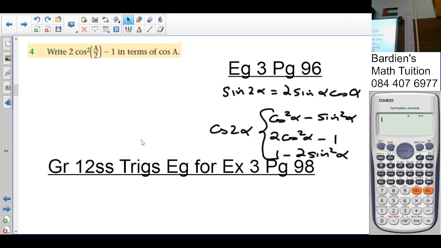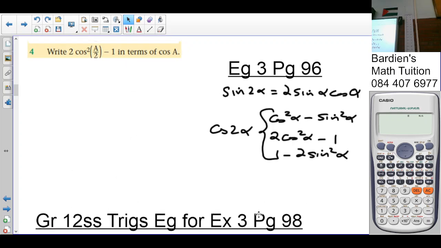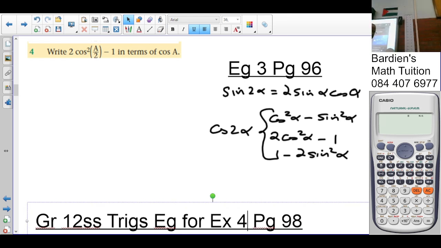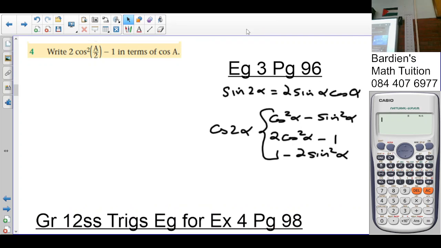Example 4, and example 4 is on page 98. So here we are asked to write 2 cos squared a over 2 minus 1 in terms of cos of a. What do you see there?